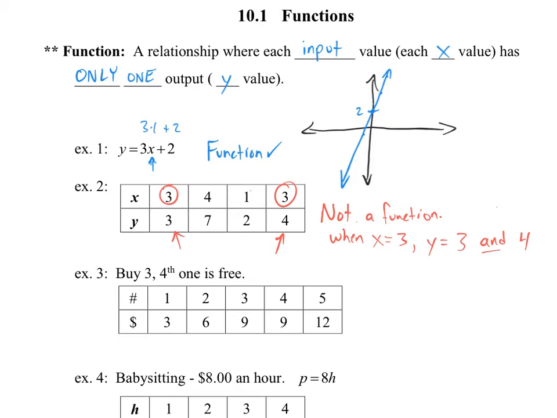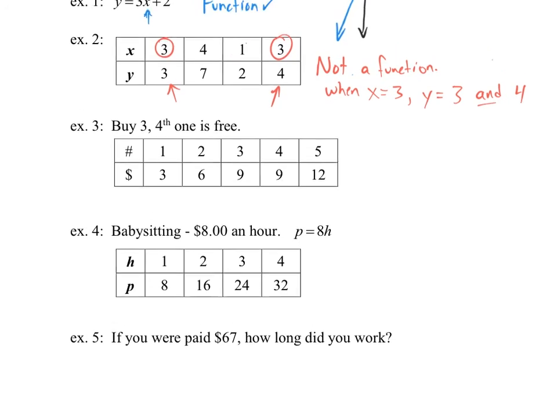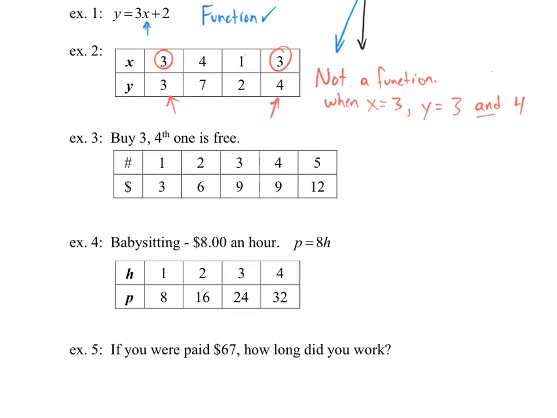So try coming up with another situation. If you have a buy 3, the 4th one is free. Buy 3 donuts, you get a 4th one for free. So this wouldn't really fit for donuts. They're expensive donuts. But okay, so you buy 1 donut, it costs you $3. 2 donuts is 6. 3 donuts is 9. 4 donuts is still 9. Yeah, okay. 5 donuts is 12. Is it a function, not a function?